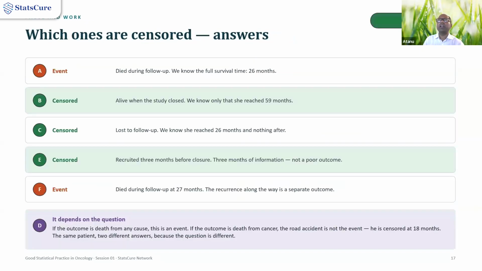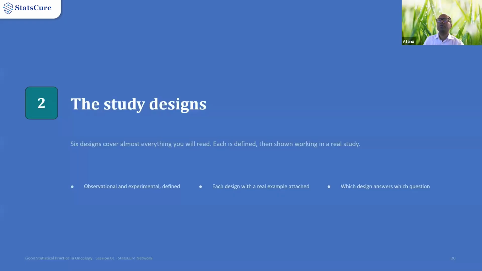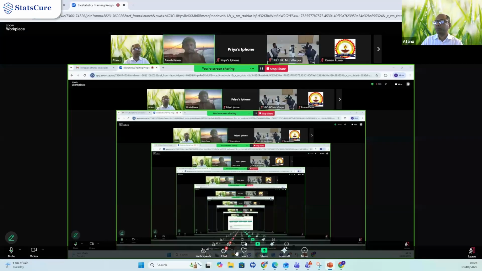We are not going to touch this one now. Before we start on study design, I will go to the dashboard. So let me stop sharing, and then I will go to the dashboard.